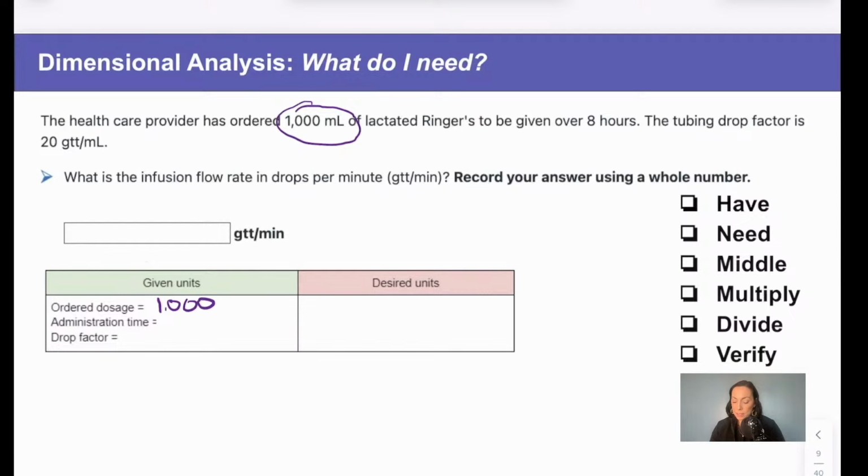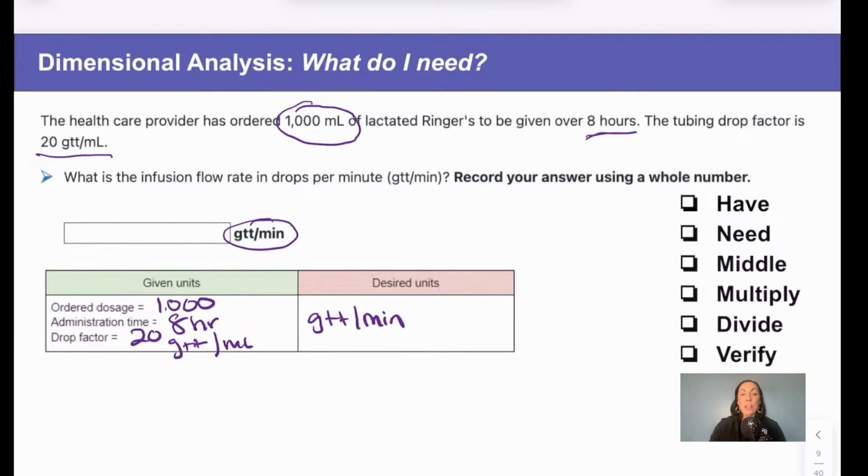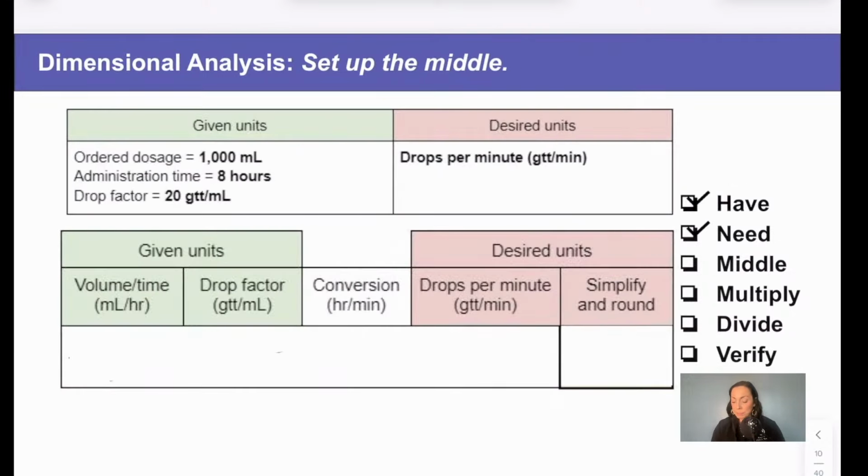And then we can go and find our administration time, which we see here is 8 hours. Our drop factor that's given to us is 20 drops per mL. And then what I'm looking for is going to be my drops per minute, which I can find right here to the right of my answer space. Okay, so now that I have all these numbers, we can go ahead and set up our equation.